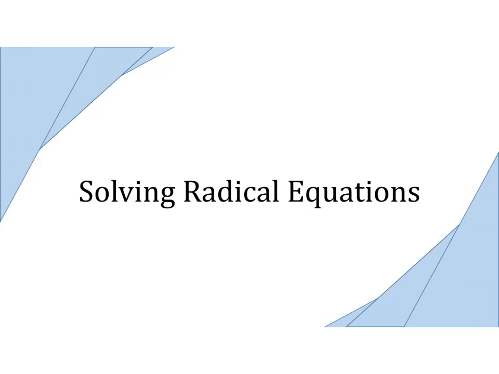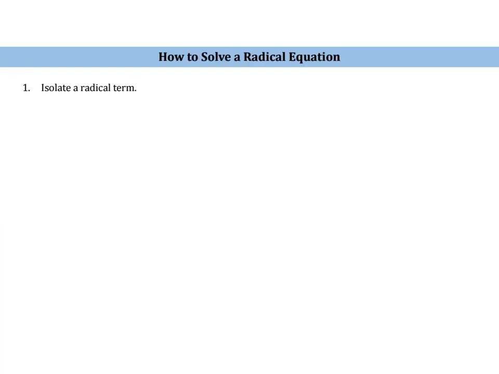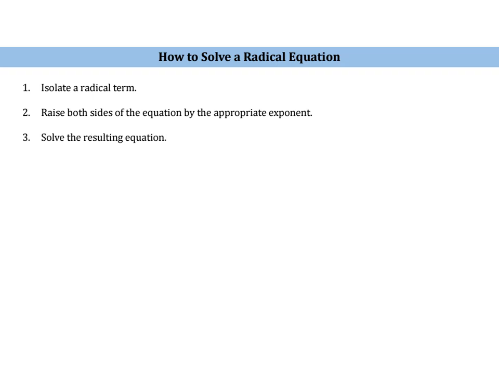Let's move on to another type of equation called radical equations. Whenever you see an equation that involves a radical, the first thing that you're going to do is isolate one of the radicals. Then you can undo that radical by raising both sides of the equation to the appropriate power or exponent. Then you're going to solve that resulting equation.